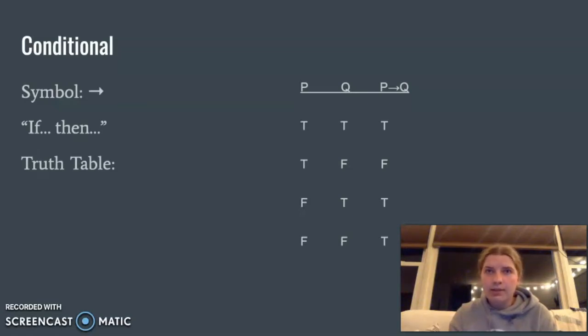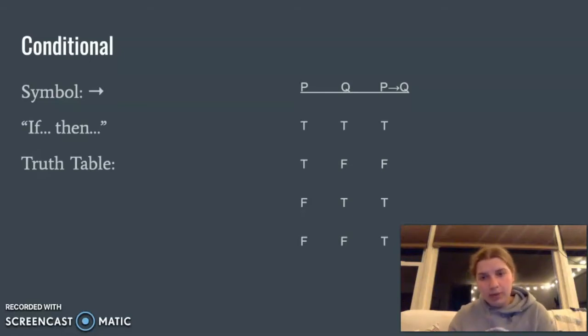A conditional is an example of an if-then statement, and the truth table for a conditional is very interesting. It was easy for me to remember, but I can see how many people can slip up on this. Basically, every row is going to be true unless there is a situation where P is true and Q is false. That would make a false conditional.